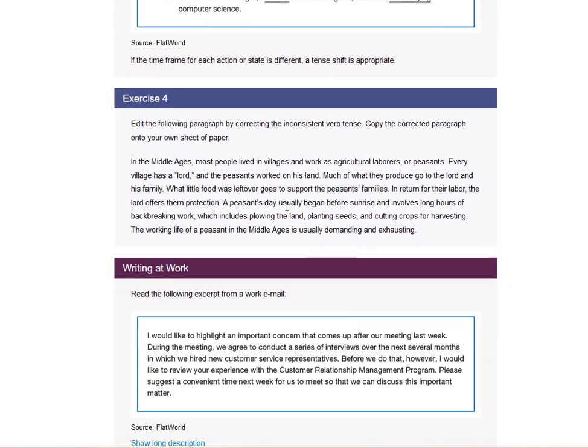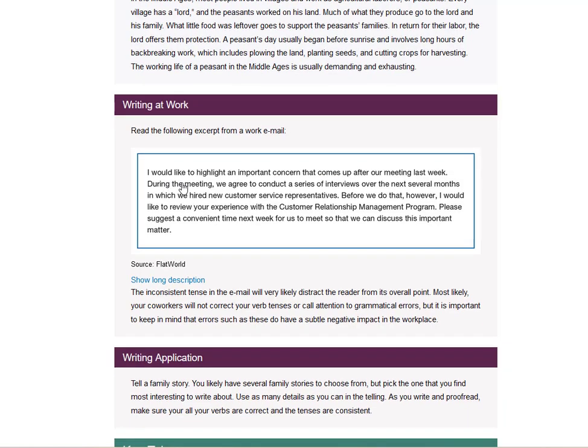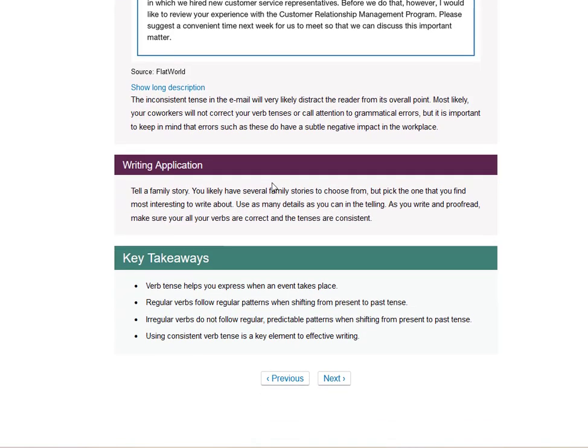And so here, if you're going to start out, most people lived in the Middle Ages. Most people lived in villages. So here it starts out as past tense. Everything else is going to be past tense. Every verb, everything, past tense. I would like to highlight an important concern that comes up after our meeting last week. And so would like is past tense. So therefore, it's past conditional tense. Therefore, everything that comes after that also needs to be in the past tense. So whatever you started out with, that way you have consistent verb tense.